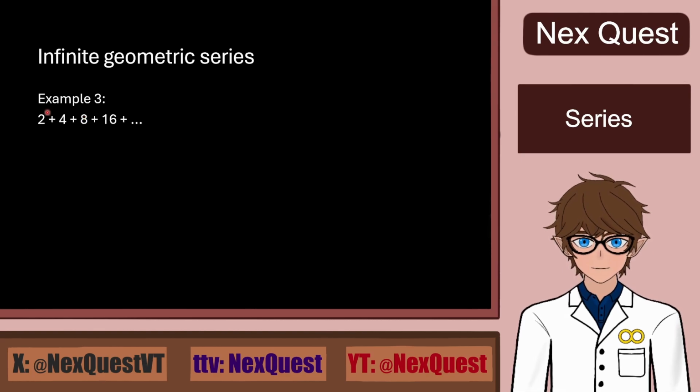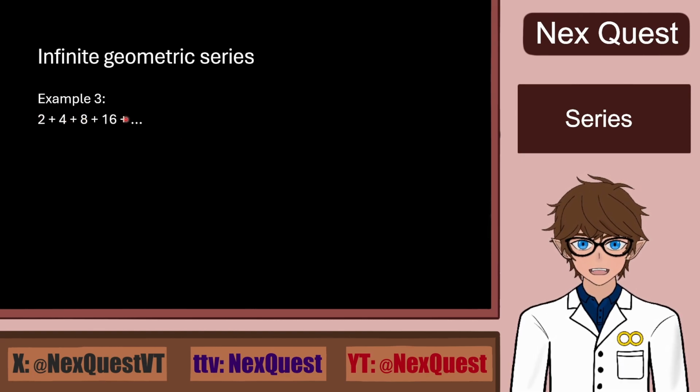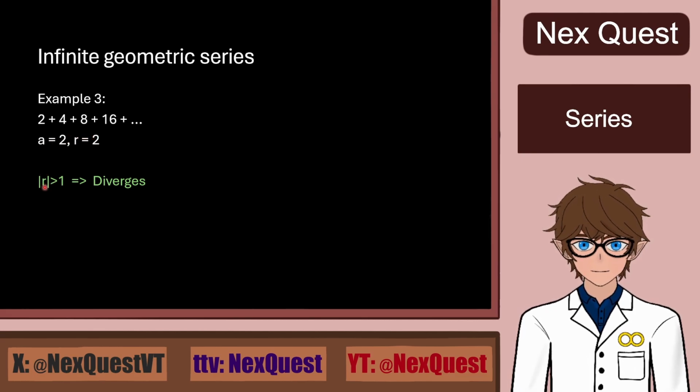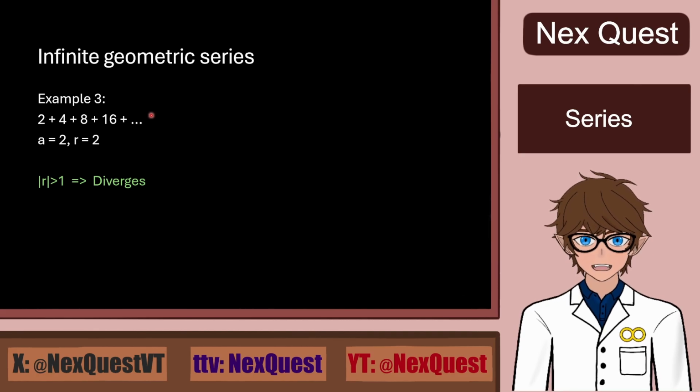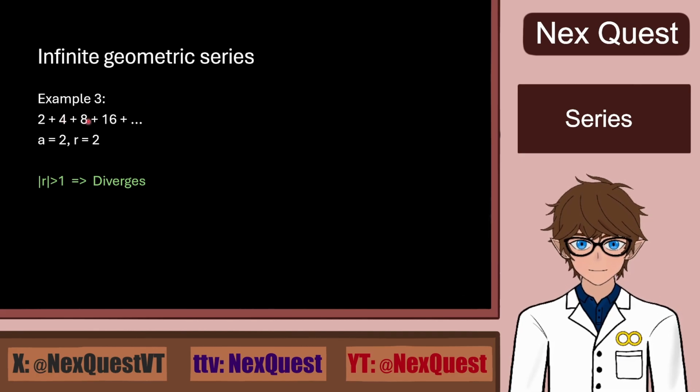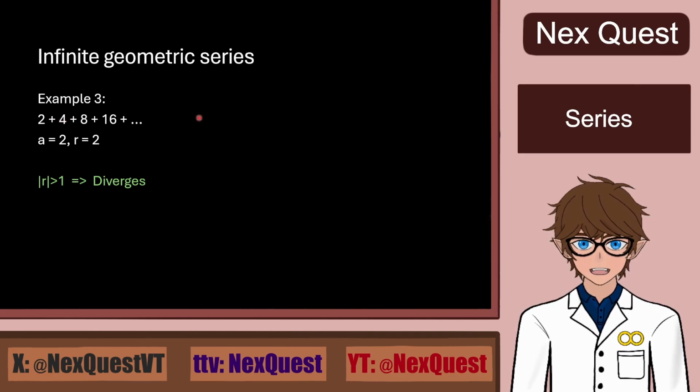Example number 3, 2 plus 4 plus 8 plus 16. First term is 2 and the ratio is 2. So the series diverges because the absolute value of the ratio is more than 1, meaning that this geometric series does not have a sum. Yeah, we see that this infinite geometric series does not have a sum.